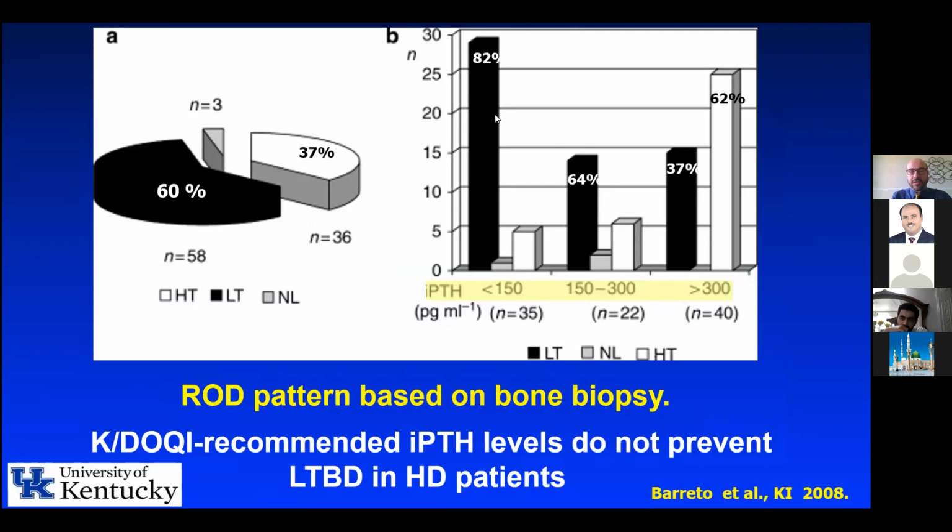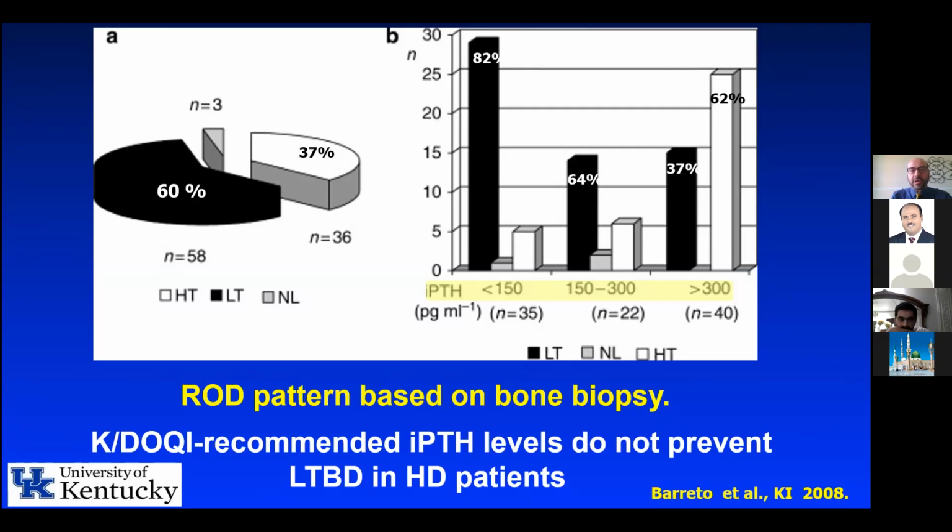And more interestingly, as you see here, if you have a PTH less than 150, 82% of these patients had low turnover bone disease. If the PTH was between 150 to 300, 64%, so around two thirds of these patients, even with a PTH of 150 to 300, had low turnover bone disease. Even keeping the PTH more than 300, you still have one third of patients with low turnover bone disease. This study changed the KDIGO guidelines. Before 2009, we used to follow the KDOQI guidelines, keeping the PTH between 150 to 300. Based mainly on this study and some smaller studies, the guidelines have changed, and now we are keeping the level between 2 to 9 fold, which is about 150 to 600 or so, just to make sure that these patients will not end up having adynamic bone disease or low turnover bone disease.